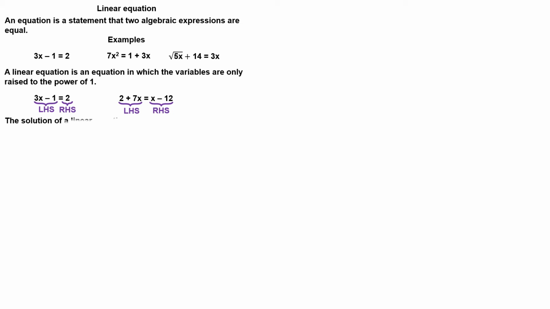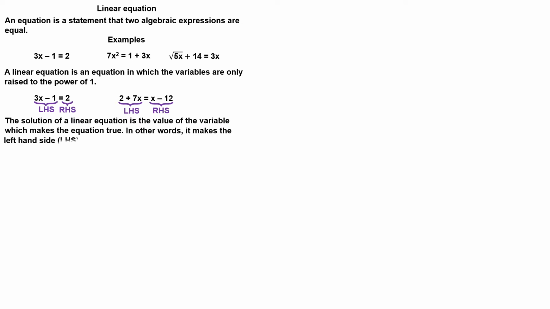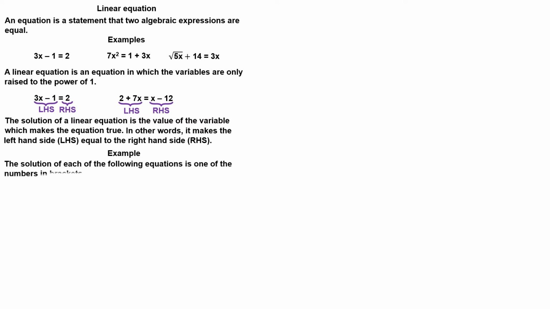The solution of a linear equation is the value of the variable which makes the equation true. In other words, it makes the left-hand side equal to the right-hand side. Let's see how it works. Example. The solution of each of the following equations is one of the numbers in brackets. Find the solution for each one of the equations.